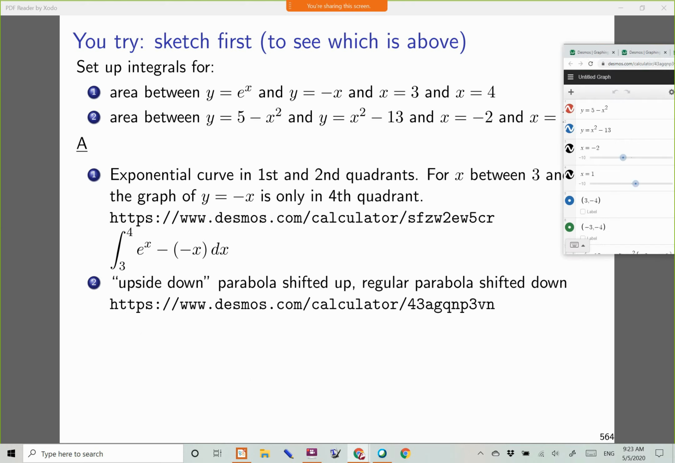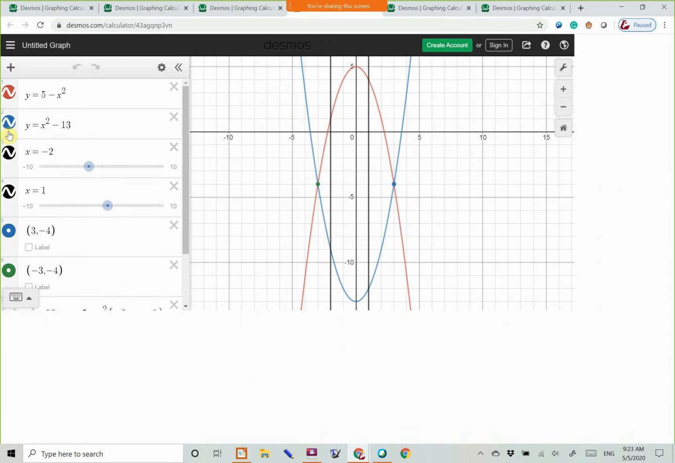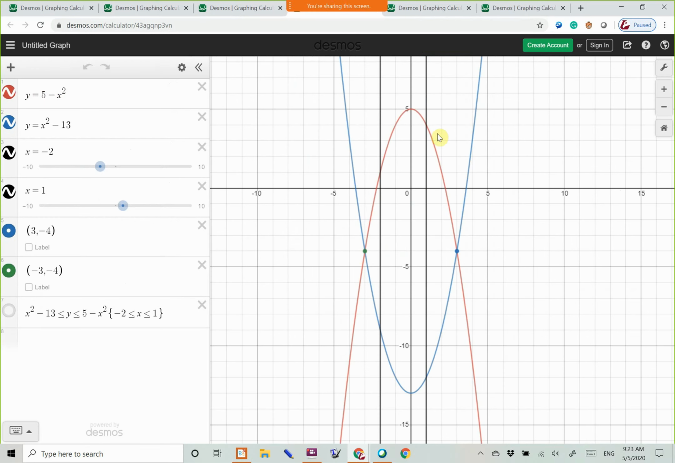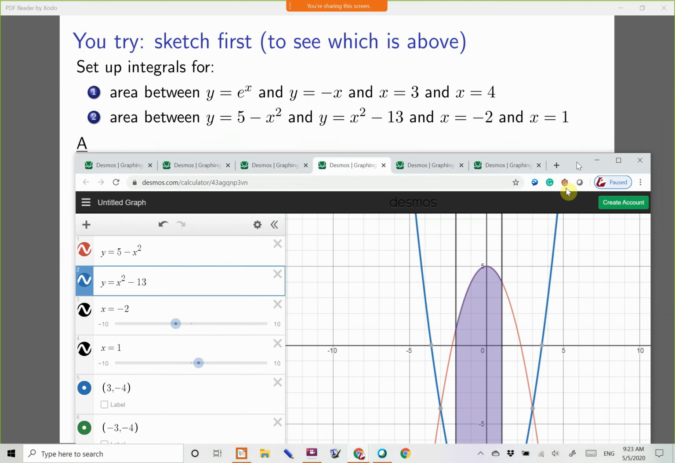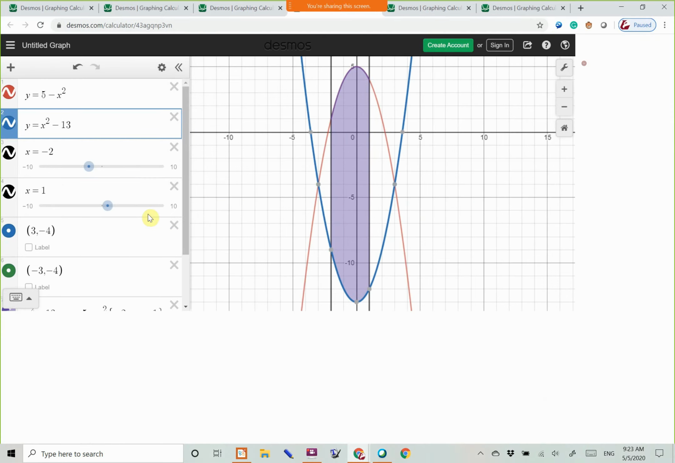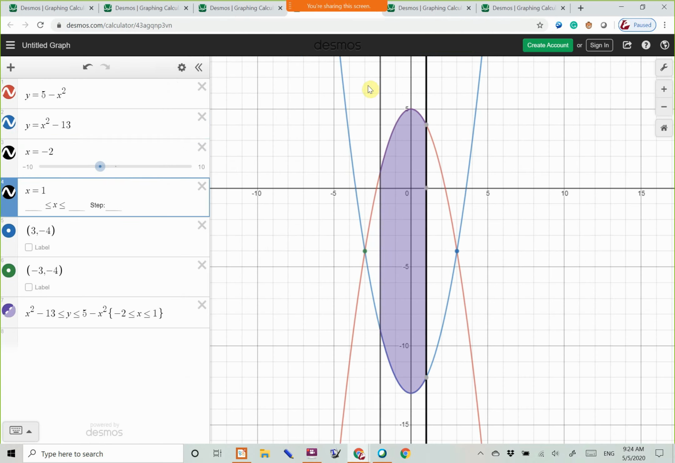Let me pull that up. The upside down parabola y equals 5 minus x squared is shown in red. The right side up parabola is shown here, and here's the shaded region. If we go back in the question, we were provided x equals -2 and x equals 1, so we were provided these x values that created these two vertical lines. The region we're talking about is the region shaded in purple here. So we just need to set up an integral of the upper, 5 minus x squared, minus the lower, the quantity x squared minus 13, from x equals negative 2 to x equals 1.